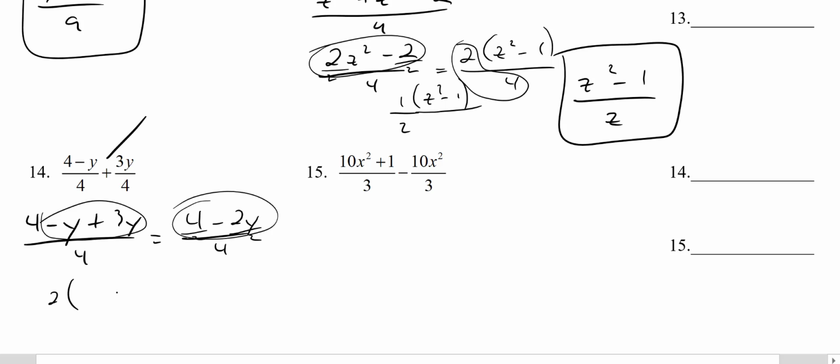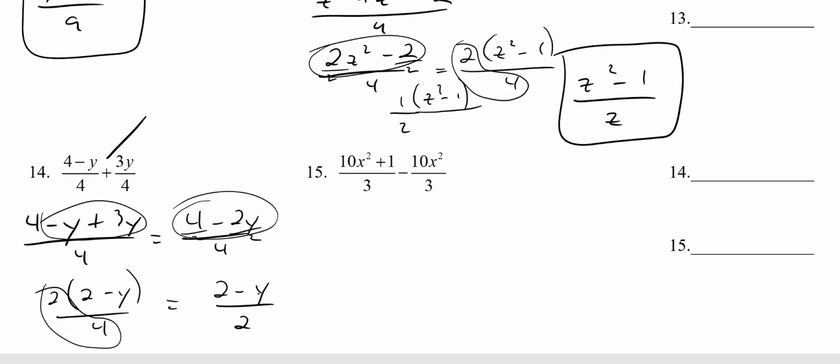So I get 2 parentheses, 2 minus y over 4. Okay, and then again, you can simplify that guy right there, and you get 2 minus y over 2, because that's 1/2, right? So again, you can put a 1 parentheses, 2 minus y over 2, but, you know, y. Okay, so are we good here?